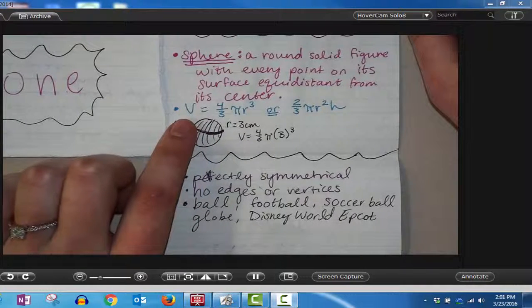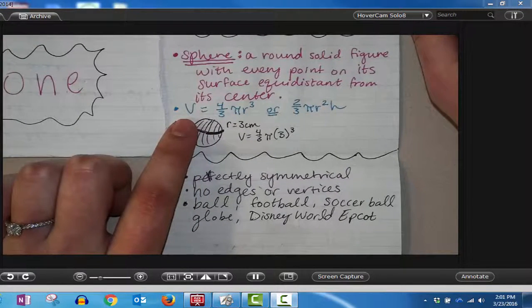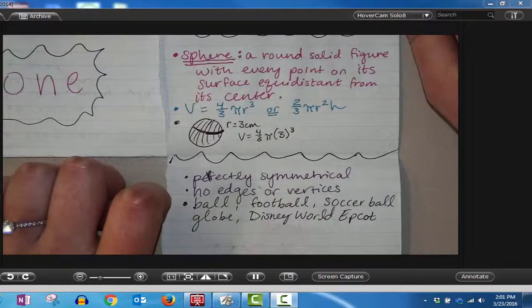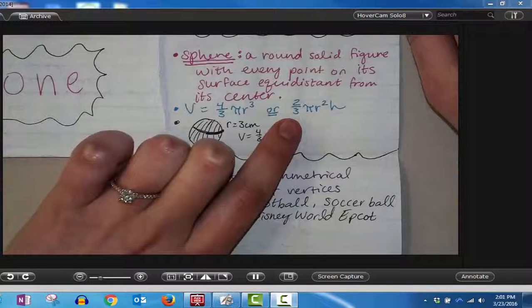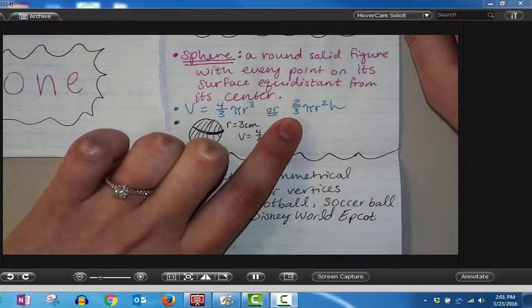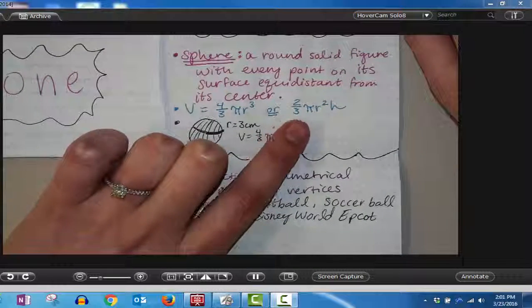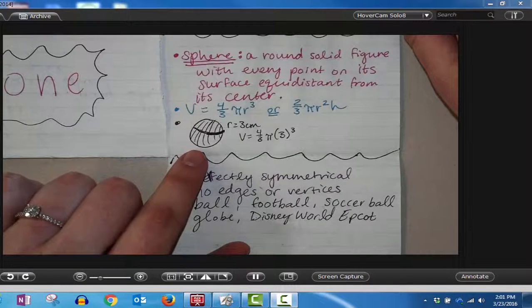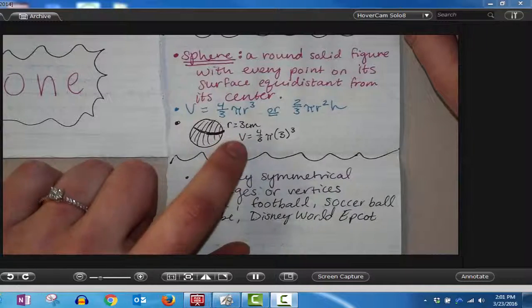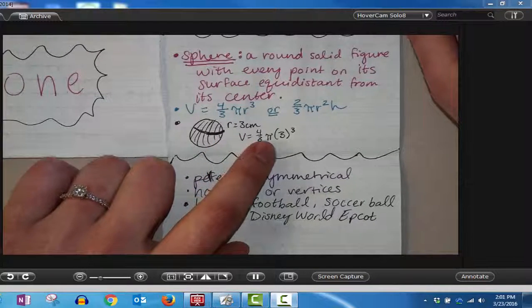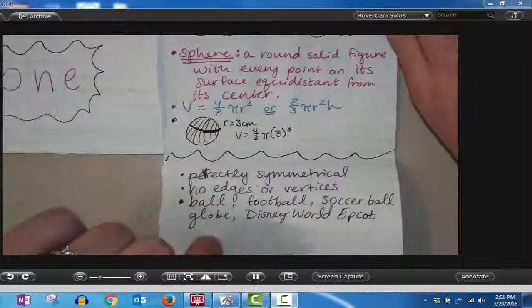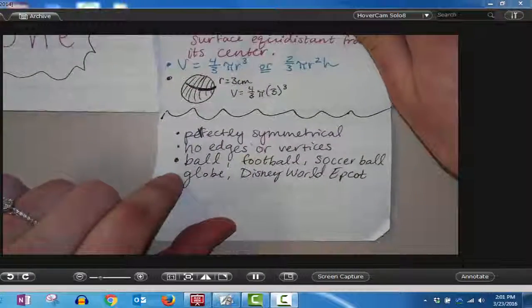Formula for the volume of a sphere is 4/3 pi radius cubed. Or some of you all can still think that it's 2/3 of a cylinder, so we have 2/3 pi r squared h. And our h is just really 2r. And here is a really funny looking sphere, but the example is that the radius is 3 centimeters, so I have 4/3 times pi times 3 cubed. And again, I didn't really work that out because I ran out of paper room.